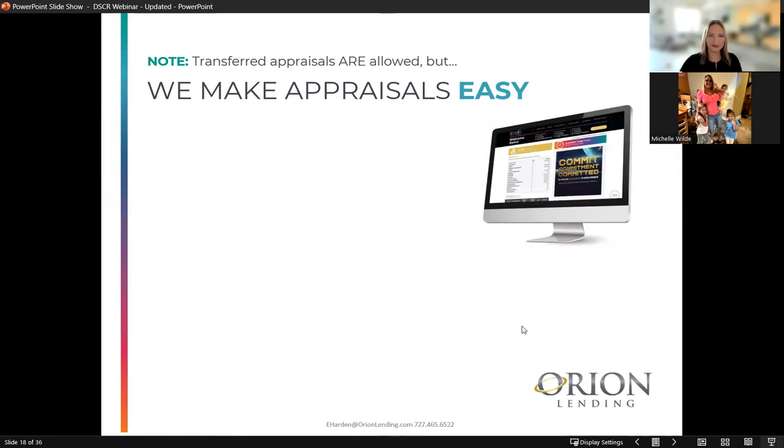Speaking of appraisals and properties, we actually make appraisals very easy. Some of you may be familiar with our system already. We have over 15 AMCs that we're signed up with. You guys don't have to be signed up with them because we're the lender on the appraisal. So no specific sign up required.